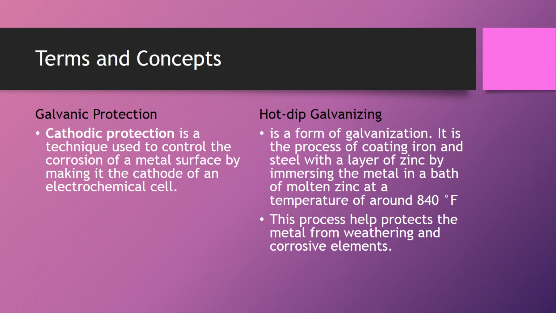Some more terms and concepts here. Galvanic protection. Cathodic protection is a technique used to control the corrosion of a metal surface by making it the cathode of an electrochemical cell.